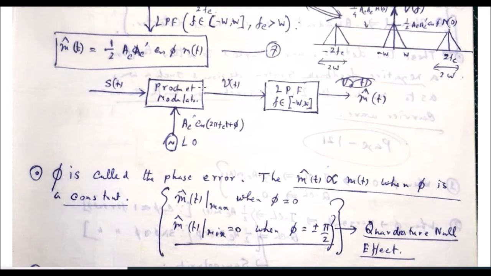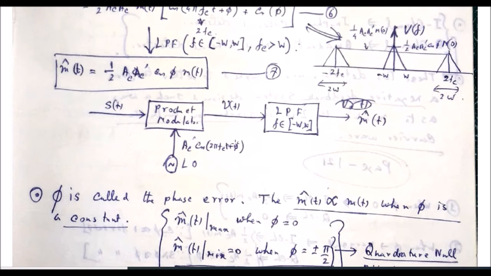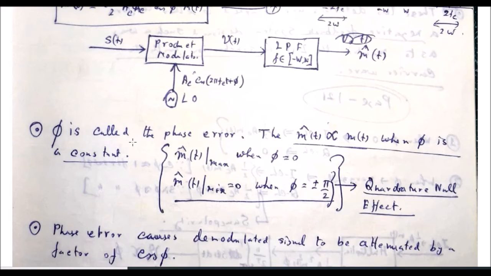See that when this phi, or the phase difference, is constant, not varying with time, then this cos phi will also be a constant. So this whole thing will come as a scaling factor to the m(t). So there will be no problem. M cap t will be proportional to m(t). So you can have a simple estimation of the message signal from the synchronous detector. Okay, there will be no problem.